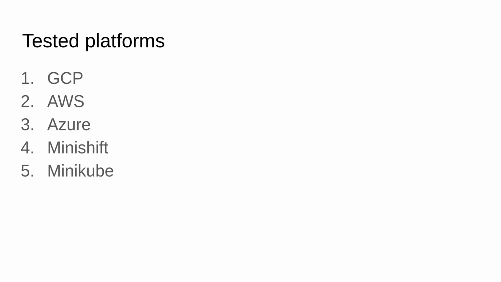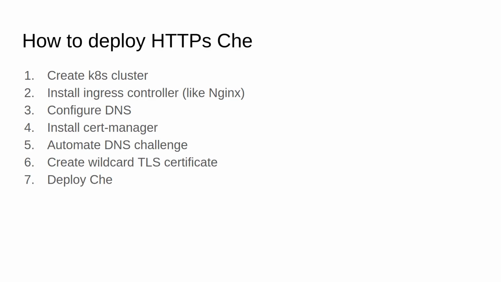Today I would like to briefly demo how to run Che with HTTPS enabled on GCP. There are not many differences between different platforms, and deploying consists of the following parts. You should create a Kubernetes cluster, then install an ingress controller there like Nginx. Configure your DNS to make your ingress controller available publicly. Then install certificate manager to automate work with TLS certificates and ingresses.